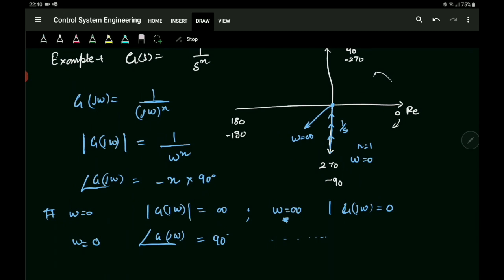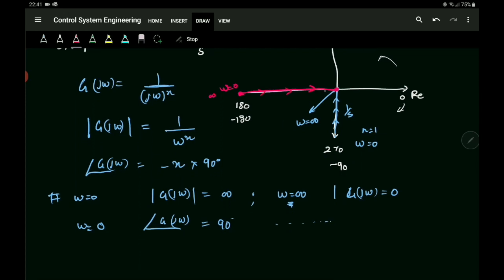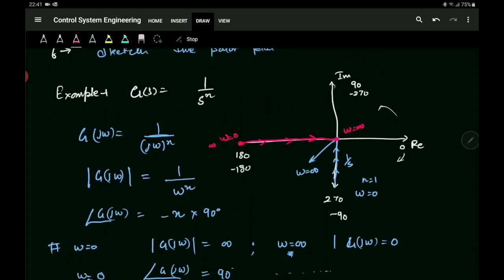Similarly, if you substitute n equals 2 for a type 2 system, the magnitude starts from omega equals 0, which is infinite, and comes back to this position. The angle is minus 180 degrees somewhere here. So it will start coming from this direction and converge to that position here, like this. Omega equals 0 is somewhere at infinity, and omega equals infinity is here. Similarly, when n equals 3, the angle will be 270 degrees, so we will have a different kind of plot.